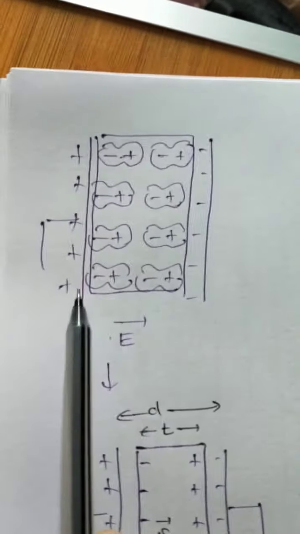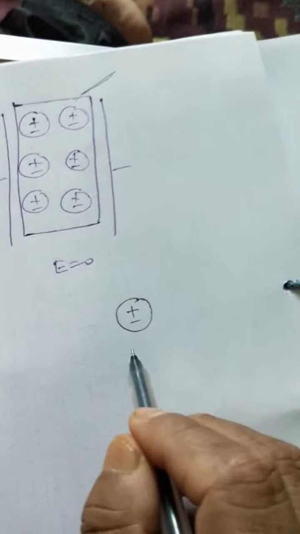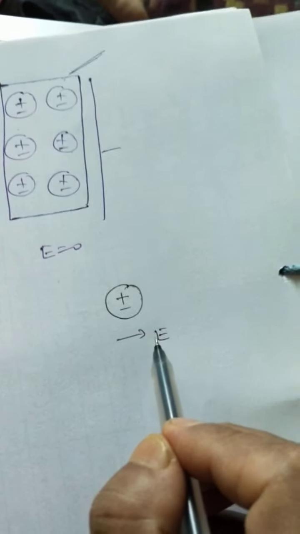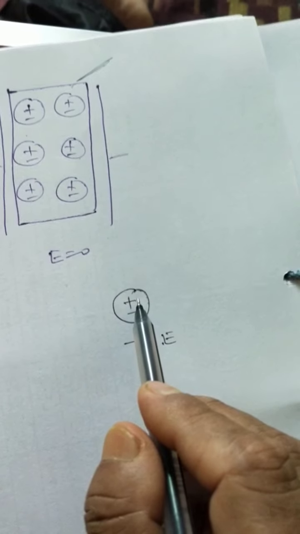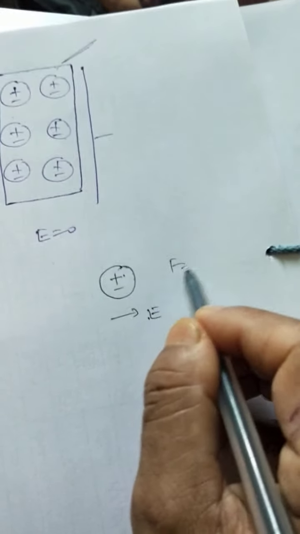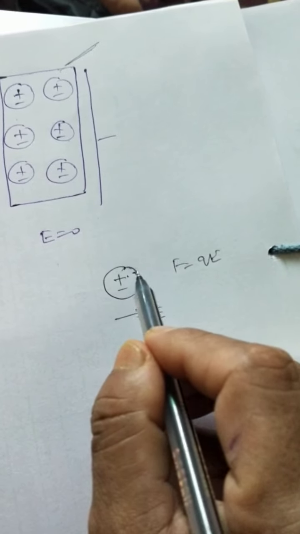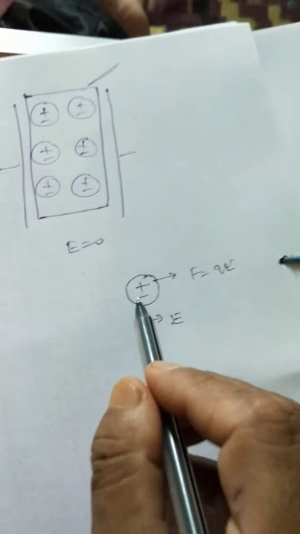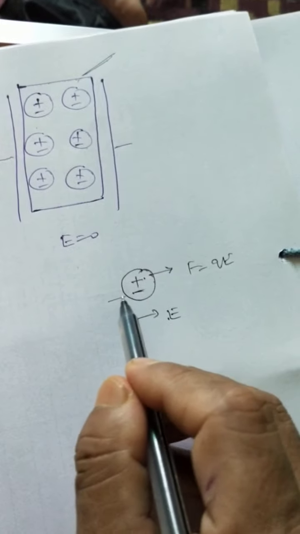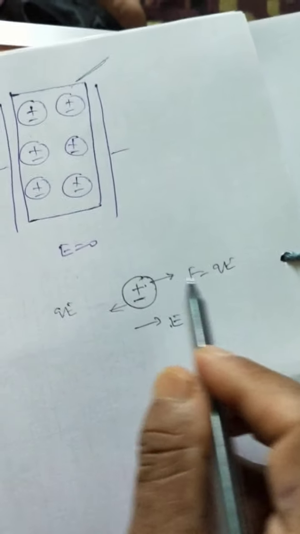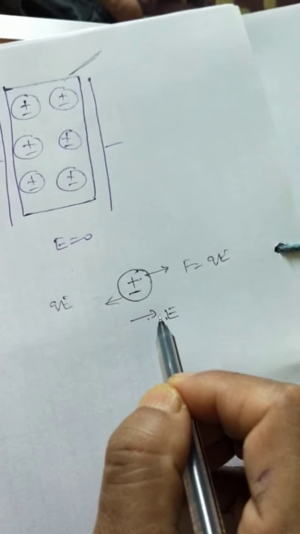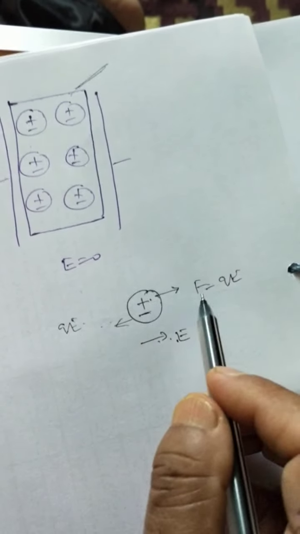Now when we apply some electric field, charge is given, electric field is produced between the capacitor, then what will happen? This is the positive and negative charge. Due to this electric field, a force is acting on positive charge, and that force is equal to QE, along the direction of the electric field. Similarly, force acting on this negative charge will also be QE, but its direction will be opposite to E. Thus these two forces act in opposite directions.